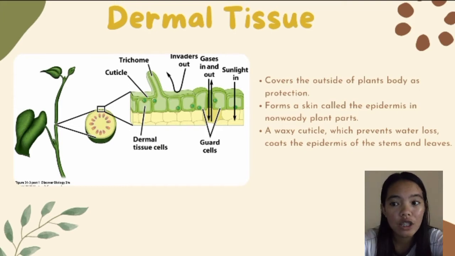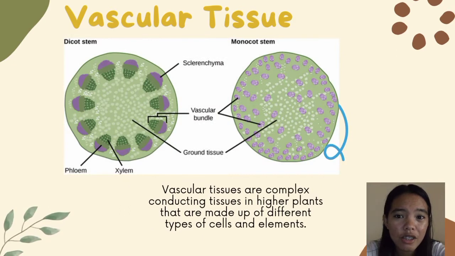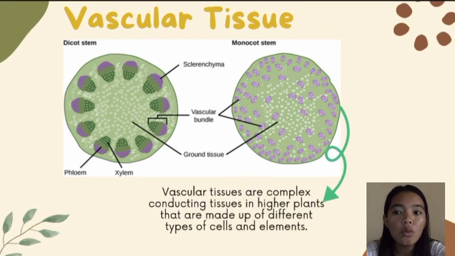Stomata are specialized pores that allow gas exchange through holes in the cuticle. The next one is the vascular tissue, which is a complex conducting tissue made of different types of cells and elements. The two main components of vascular tissue are xylem and phloem. These tissues are responsible for transport of water and nutrients in the plants.